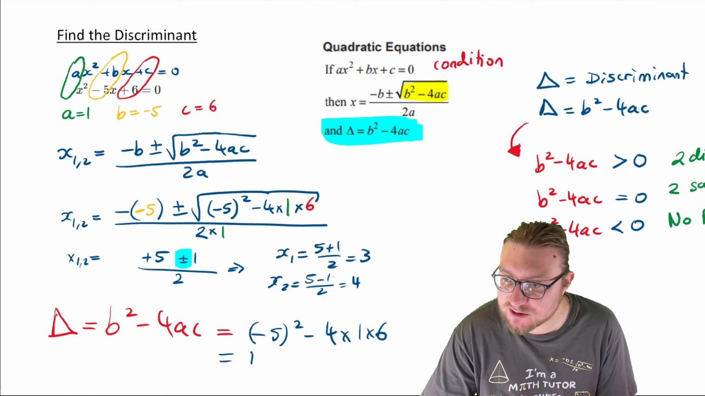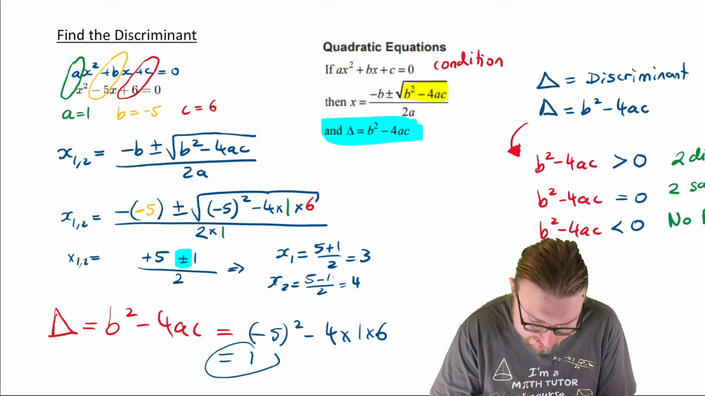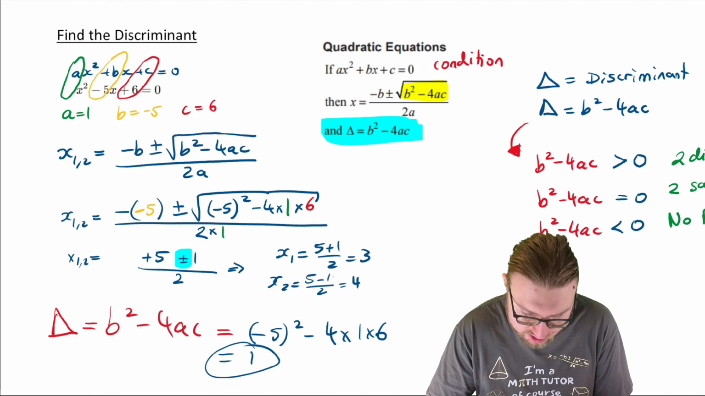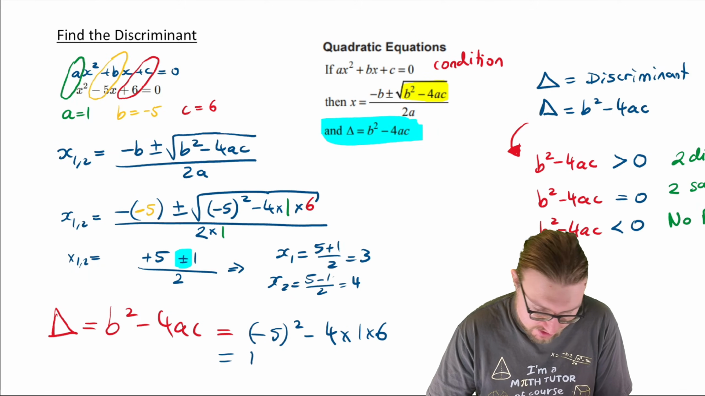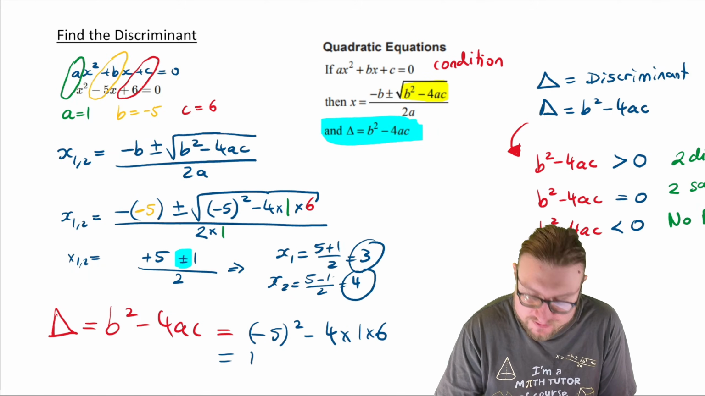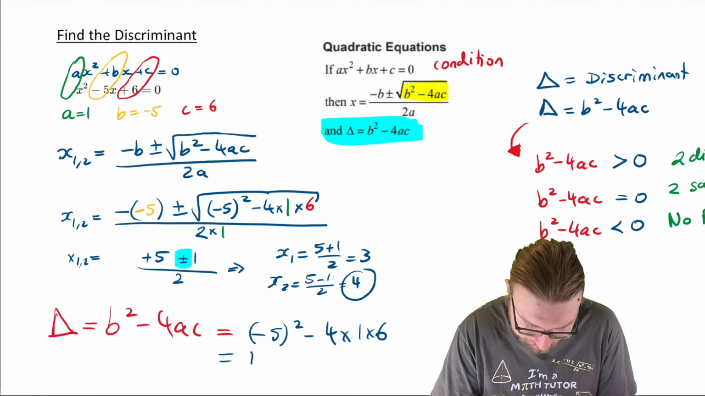So what do we see here? We see that the discriminant has a positive number. So what does that mean? We get two distinct roots. Well, one of them was 3 and one of them was 4. That sounds good.